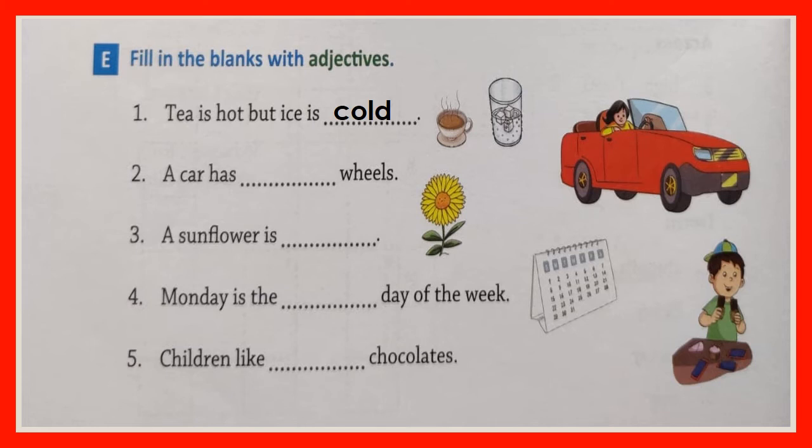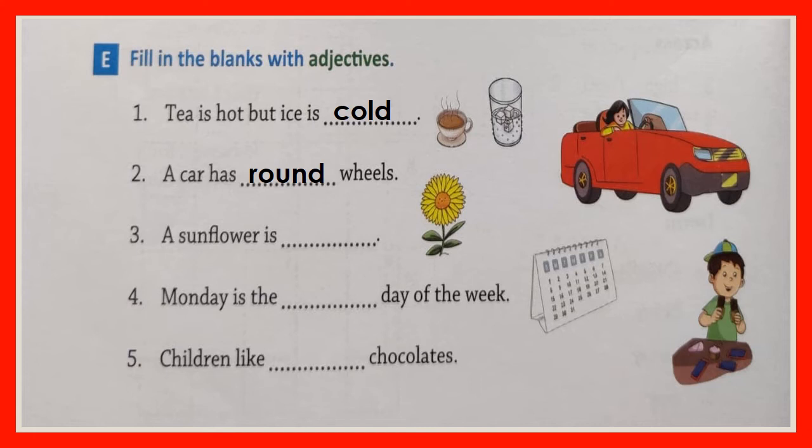Check the spelling of cold, C-O-L-D. Number 2, a car has dash wheels. Now what adjectives can you write here? You can write 4 or you can write round. Okay, so let's write. I have written here round wheels. You can write 4 also. You can also write black wheels.